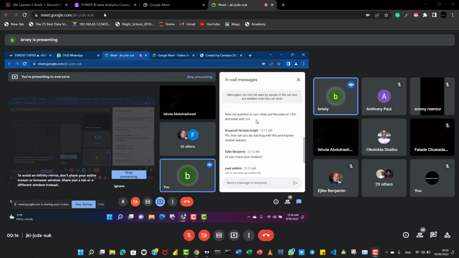Now my question is can I draw out the zone on 15 minutes and enter on 1 minute? Yes, you can draw out your zones even on 5 minutes and enter on 1 minute. And if you have the seconds time frame, you can enter. But these things you have to practice. You have to practice it on your demo account. Be conversant with your TradingView and practice it on your demo account before you try it on a live account. Don't go and use your real money and start doing all that.